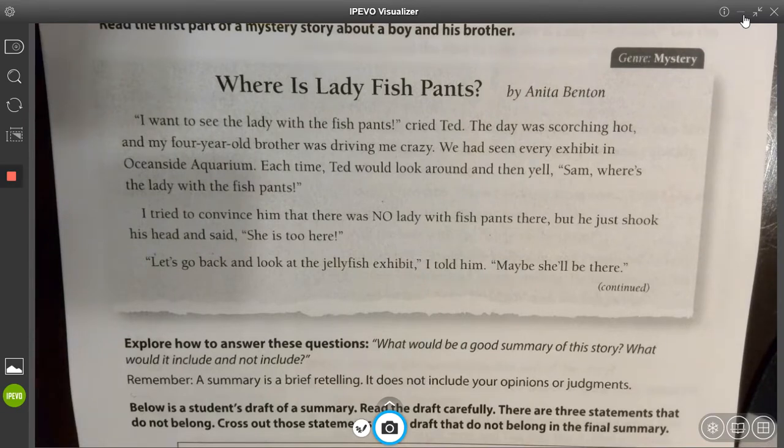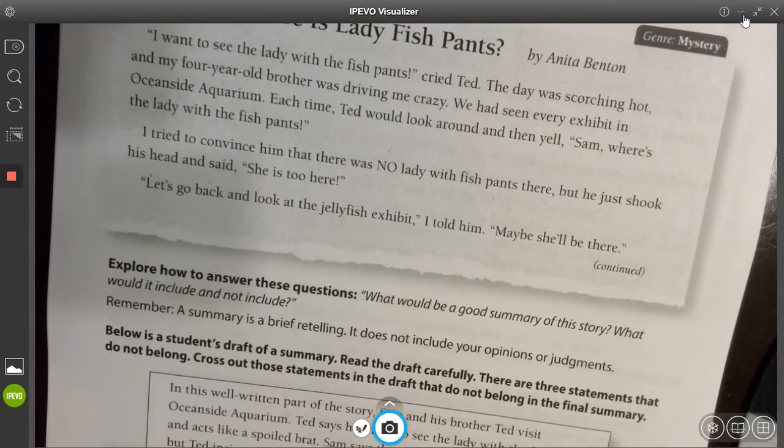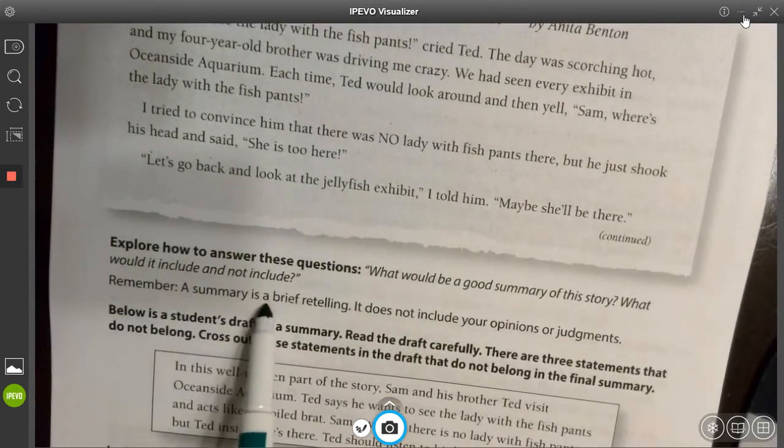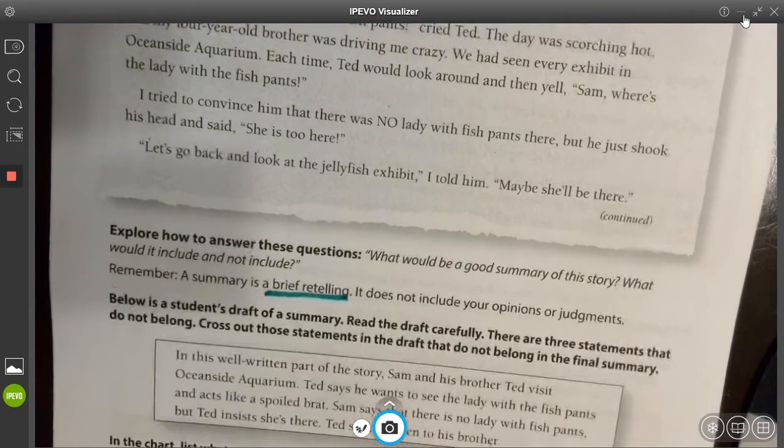"Maybe she'll be there." Okay, so I want to think about summarizing this part. I know a summary includes the main characters and setting, which are a boy and his little brother at an aquarium on a very hot day. Let's see if I can find the important events. Let's look at a summary. Remember, a summary is a brief retelling. It does not include your opinions.